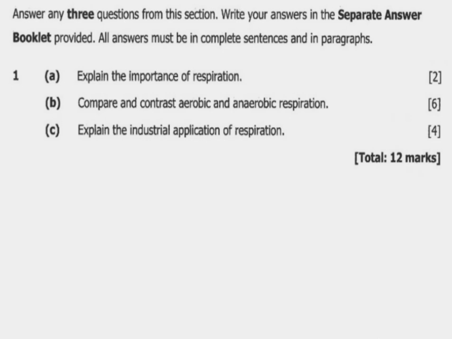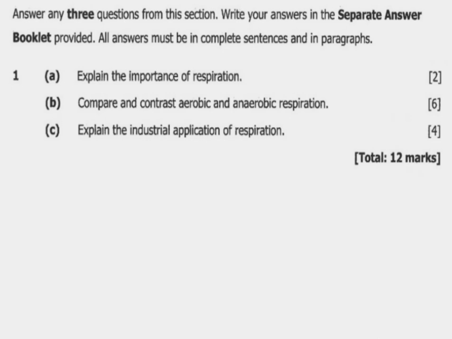So we have the first question, and this one is coming from respiration. The first one says explain the importance of respiration, for a few marks. You need to focus on looking at the marks, because you can write a lot of things and the question is carrying small marks. So you also need to look at the marks. Then question B says compare and contrast aerobic and anaerobic respiration.